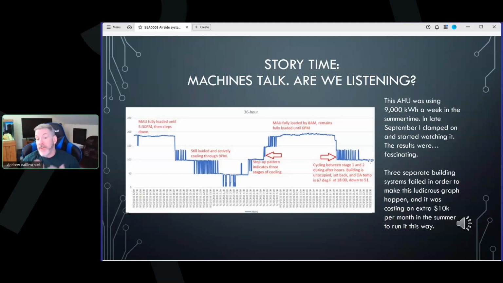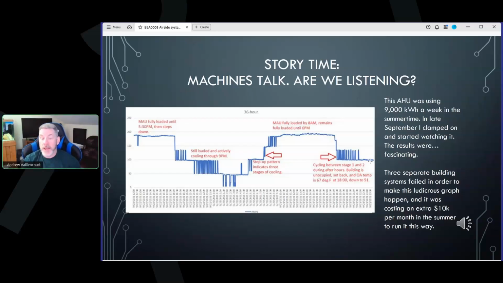But for whatever reason, this unit was absolutely flogged all the time. The reality is that there were three separate building systems that failed in order to make this ludicrous graph happen, in about $10,000 a month. Multiple airside systems were competing.